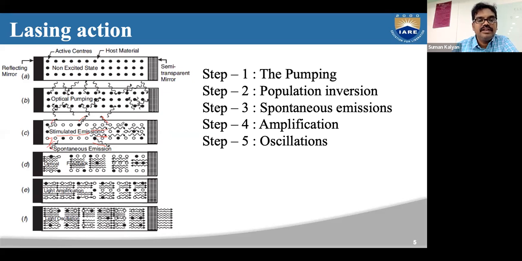Out of these photons, they will be partially reflected. Some photons will be reflected from this particular mirror, and of course there will be some loss in this direction. So from here, these photons which are coming parallel to the optical axis are reflected back. So this is what we call optical feedback.